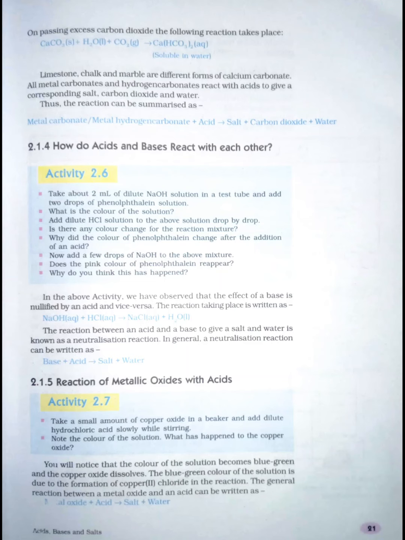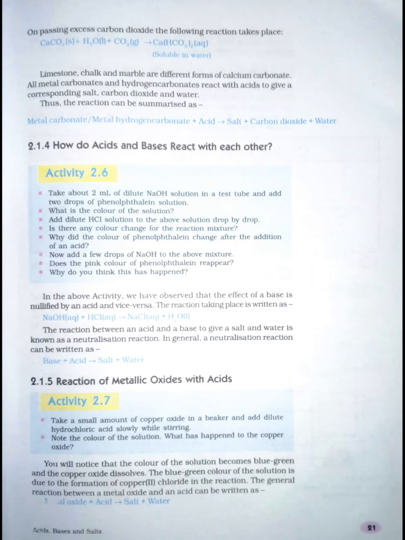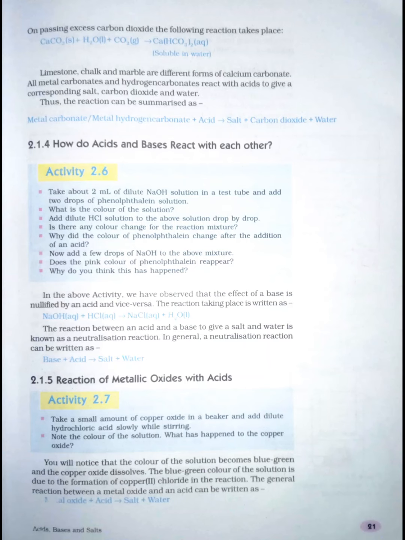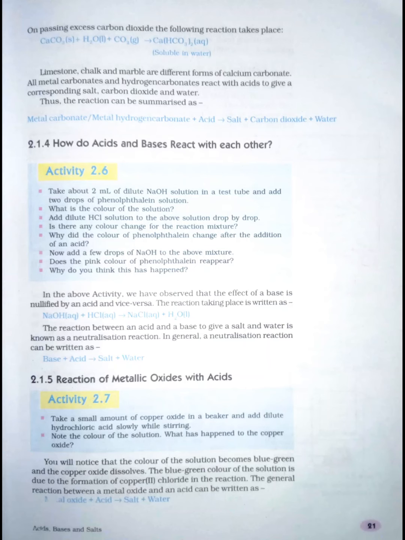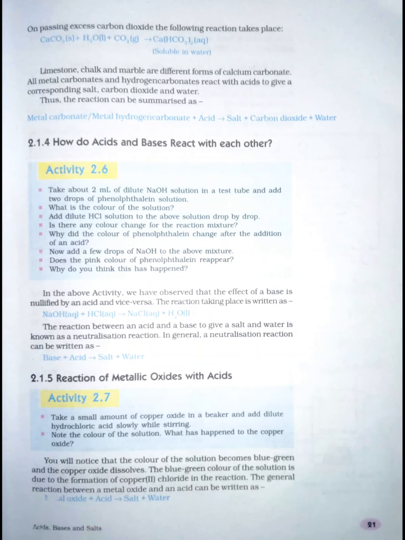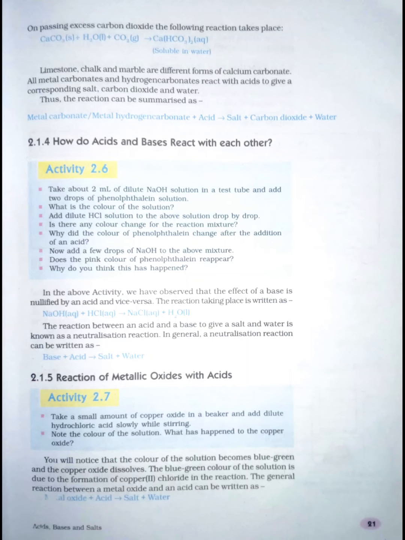2.1.4. How do acids and bases react with each other? Activity 2.6. Take about 2 ml of dilute NaOH solution in a test tube and add 2 drops of phenolphthalein solution. What is the color of the solution? Add dilute HCl solution to the above solution drop by drop. Is there any color change for the reaction mixture? Why did the color of phenolphthalein change after the addition of an acid?